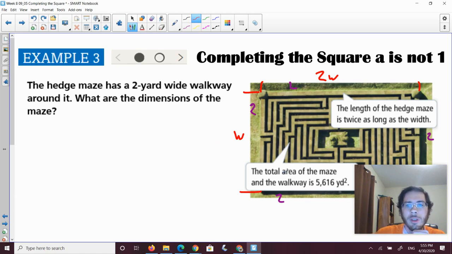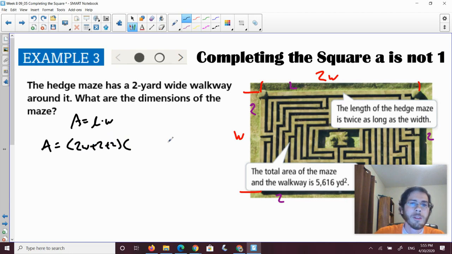So we're also given the total area, so at least it looks like a rectangle. So we got our good friendly rectangle formula. Area is the length times the width. So that means that the length is going to be 2w plus 2 for each edge. The width is going to be w, and then I got 2 up here and 2 down here. So not 2w, just regular w. So w plus 2 plus 2.